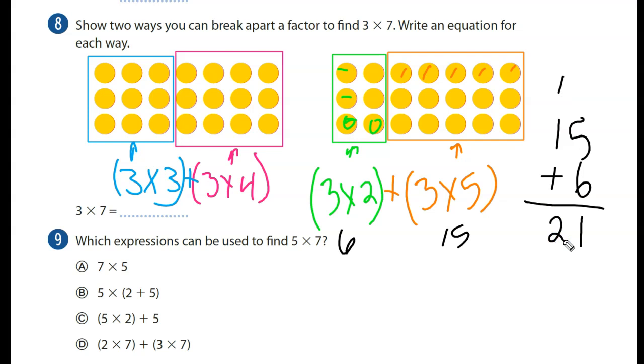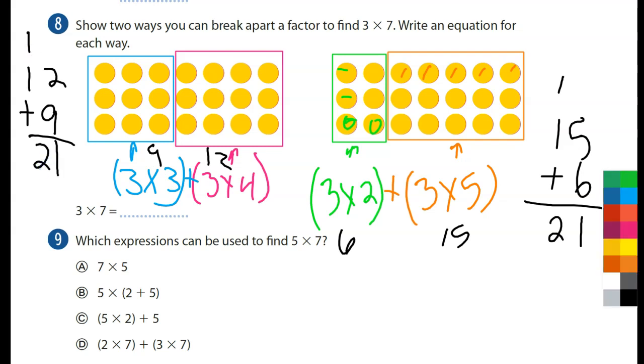21. So then I'll take this. What's 3 times 3? 9. And then 3 times 4? 12. I like to put the 12 at the top. So 2 plus 9 is 11. I put the 1 down, then I carry the 1. And then 1 plus 1 is 2. So yeah, you're right. 3 times 7 is 21.